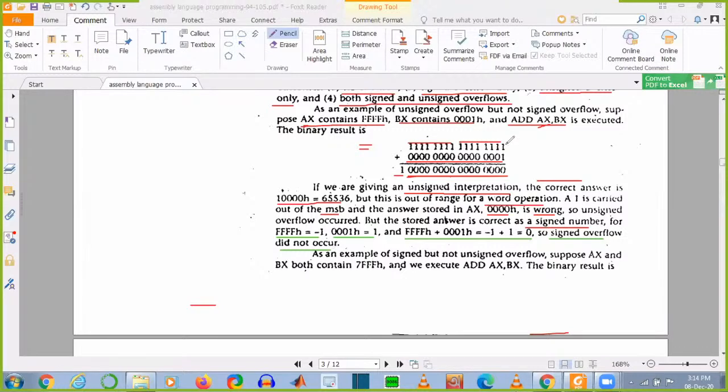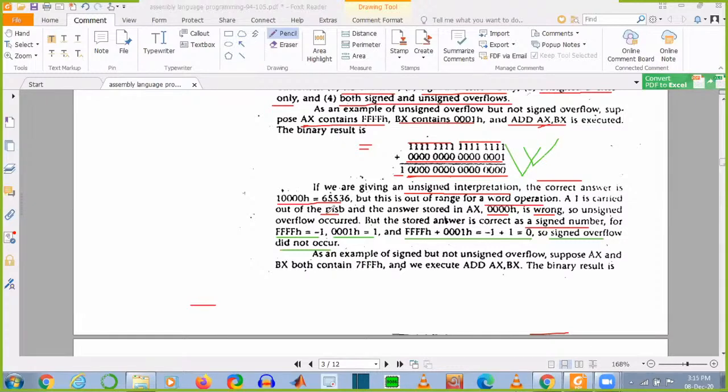Let's repeat the process again to understand it more clearly. If we are giving an unsigned interpretation, we have two numbers here. First, there are sixteen 1s, and the second number is fifteen 0s and a 1. Then we add, we get all 0 in AX, and we get a carry.